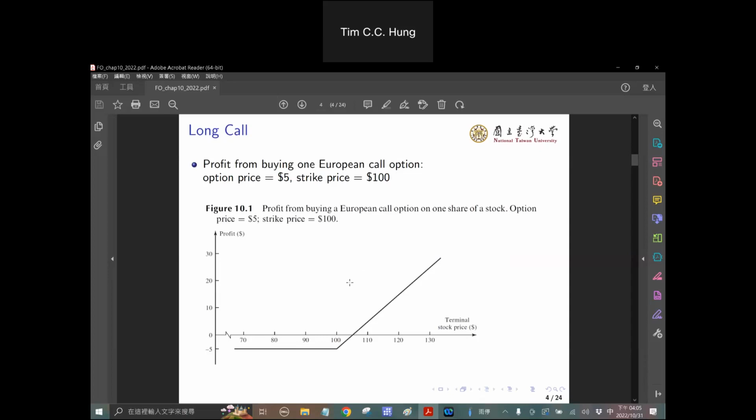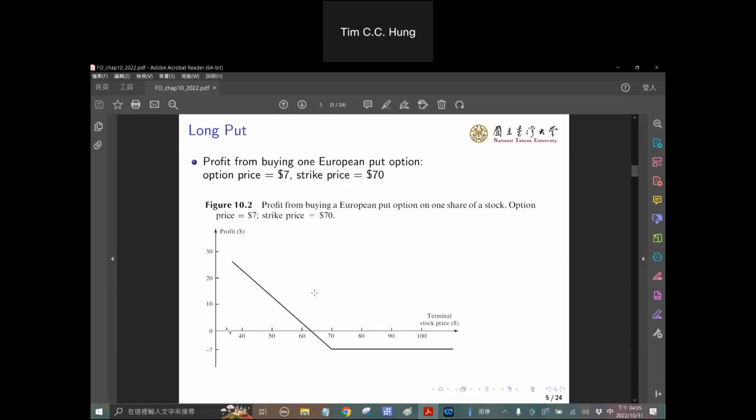Anyone has any questions so far? No questions. Good. What about put options?